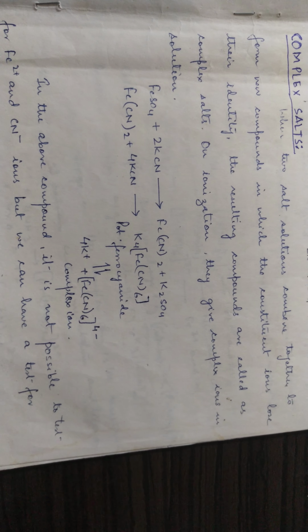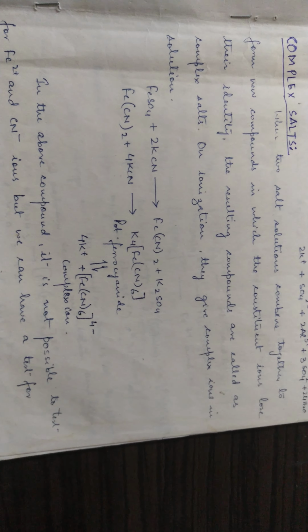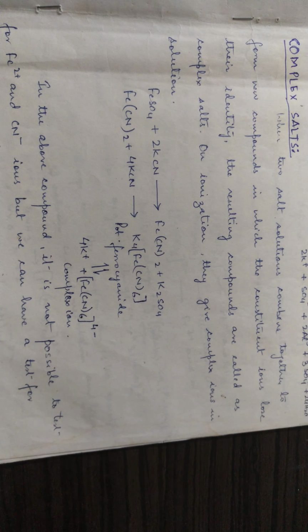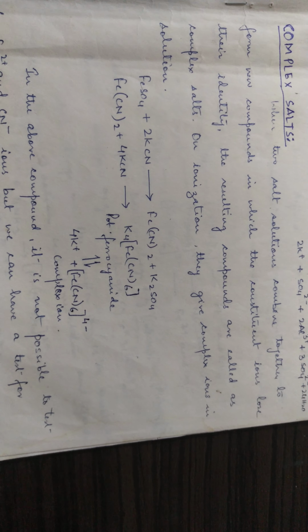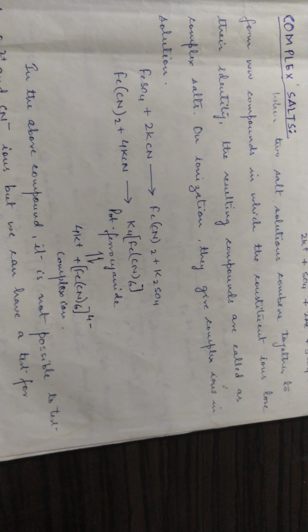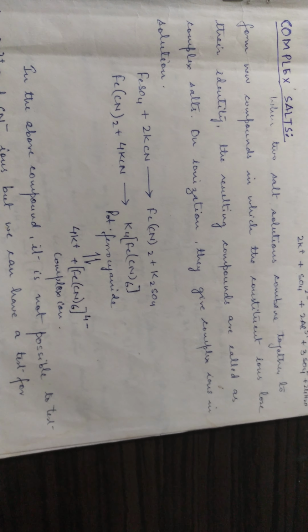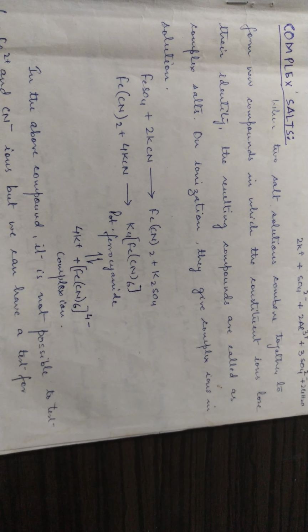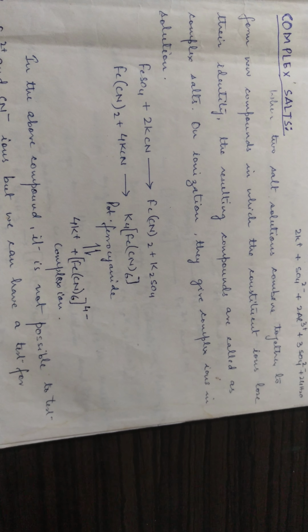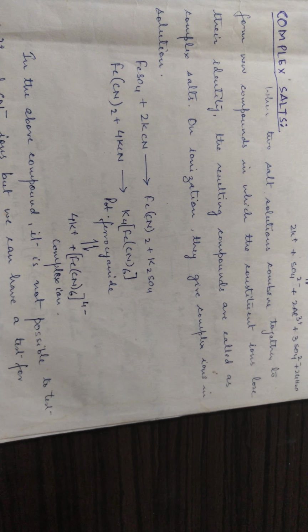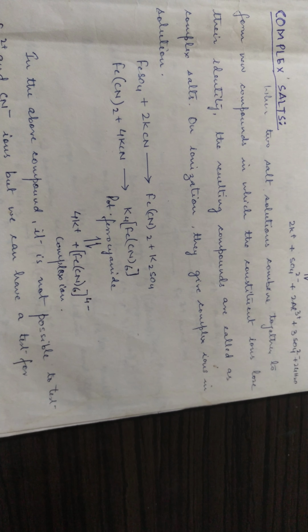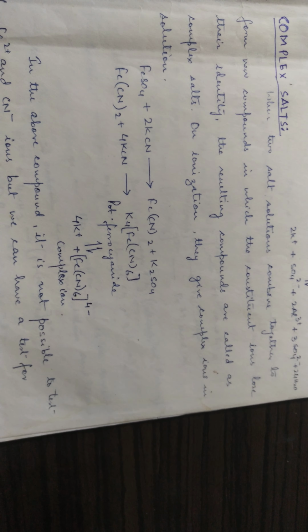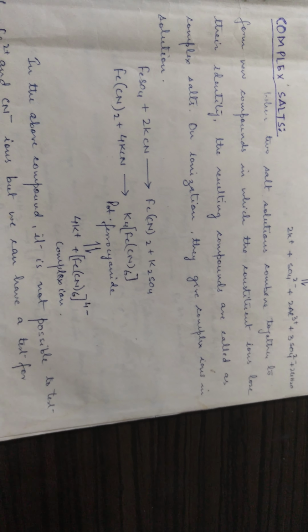Today we'll take up the topic complex salts. Now, what are complex salts? When two salt solutions combine together to form a new compound in which the constituent ions lose their identity, the resulting compounds are known as complex salts. Now, on ionization, they give complex ions in solution.